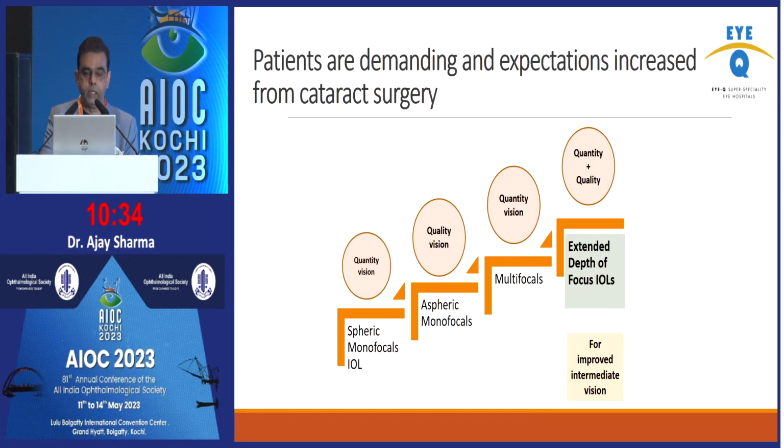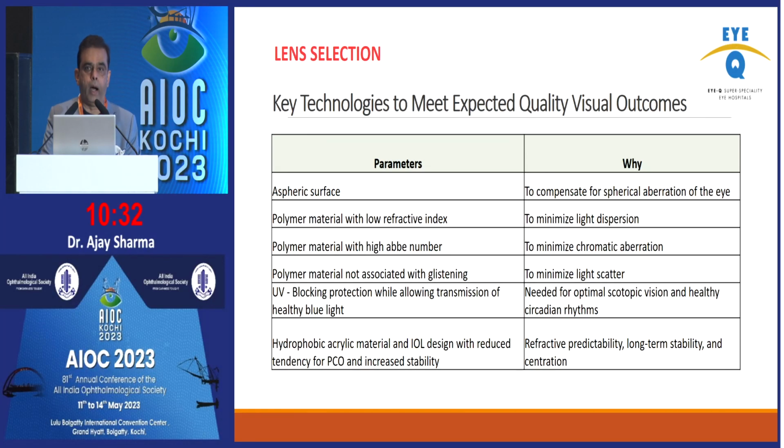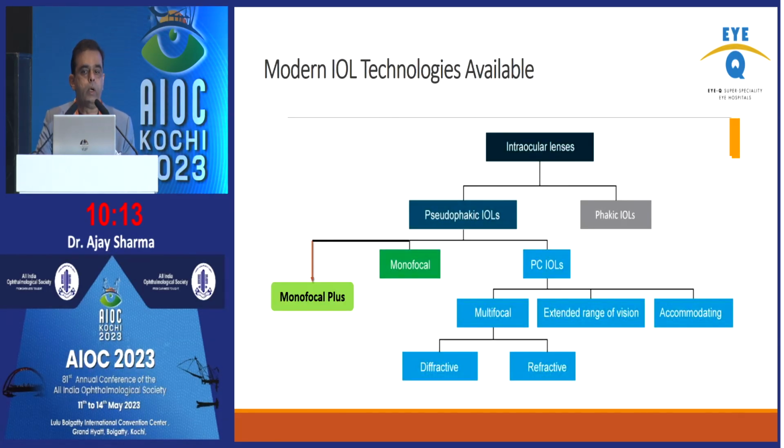So these are the lenses which are available. Ideally, a lens should have an aspheric surface. It should have a polymer material with a low refractive index, and not a material which is associated with glistening. Then it should be UV blocking and hydrophobic acrylic material, which we all want to use. So these are the modern lenses which are available.